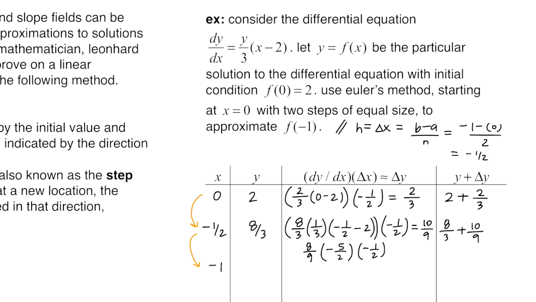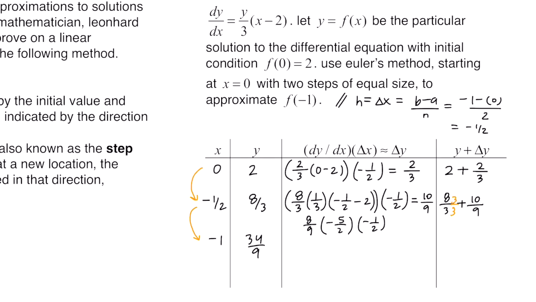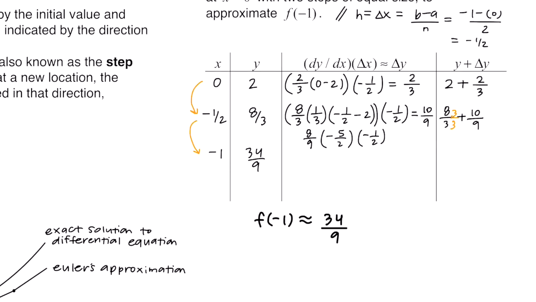All right, finally we need a common denominator, so we're timesing this by 3/3. So we get 24 plus 10, so that's going to be 34/9. All right, so there's our value we needed. So using Euler's method, we get that f of -1 is approximately equal to 34/9.